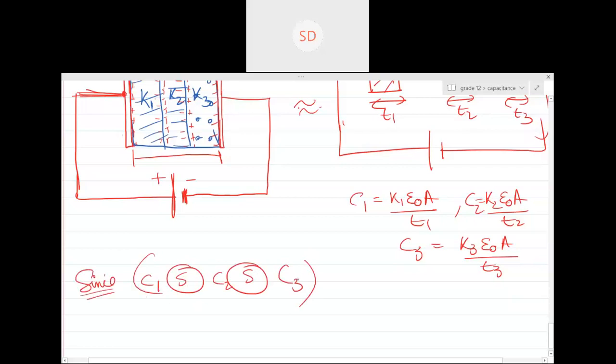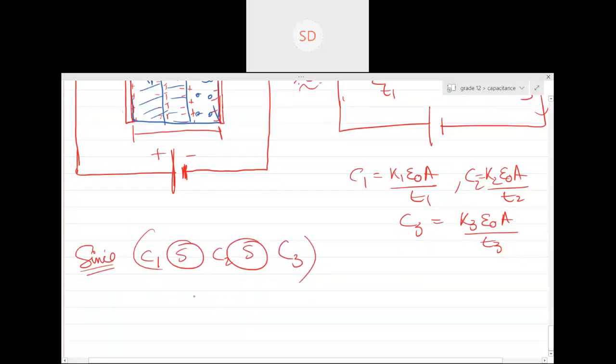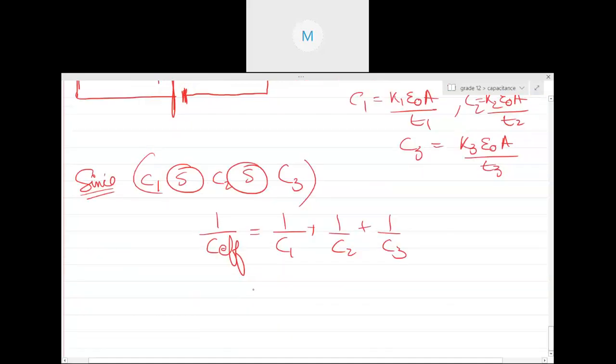Yes or no? C1, C2, C3 are in series with each other, right? Yes, sir, they're in series. So 1 by C effective will be equal to what? 1 by C1 plus 1 by C2 plus 1 by C3. So you understood how you deal with this problem, right?